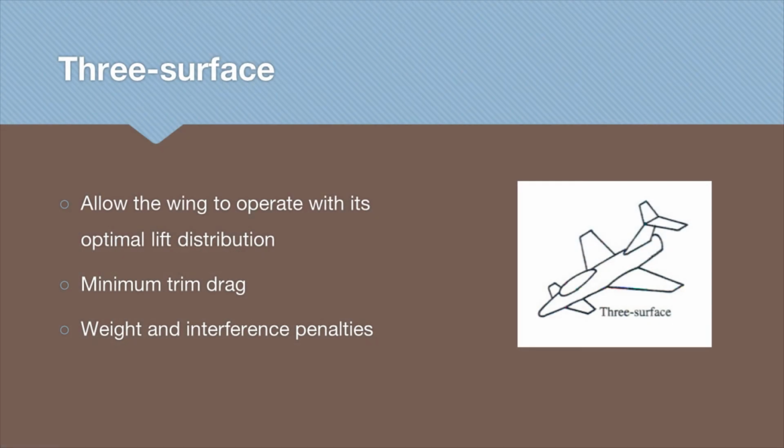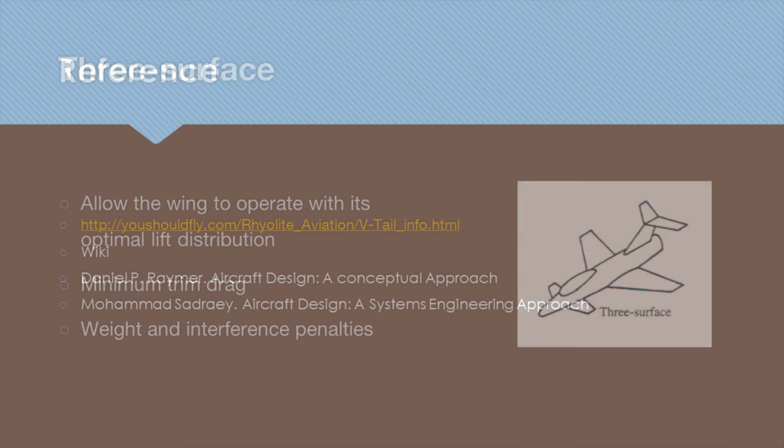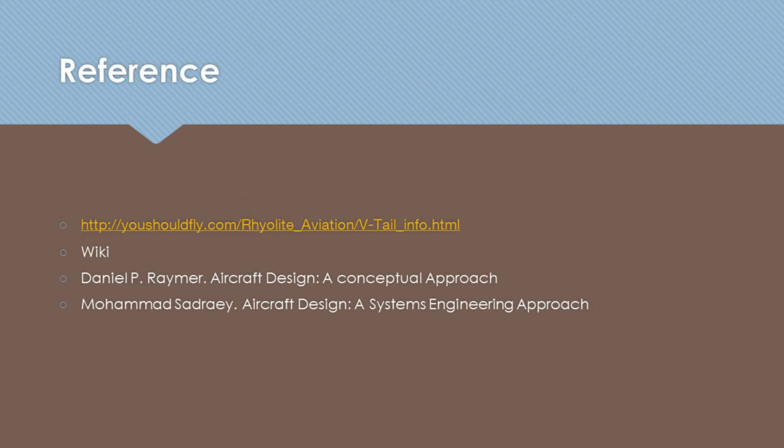The free surface configuration has both the canard and aft wing. They can act in opposite directions, thus canceling out each other's effects and allowing the wing to operate with its optimal lift distribution. However, there will be weight and interference penalties, and the design is more complex compared to the other designs. That's all for our video.